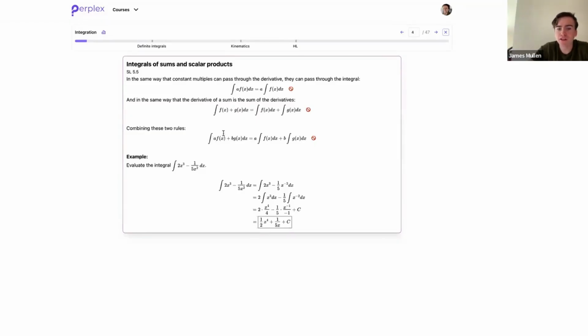And in general, if I combine these two rules, I have what I call a linear combination of f and g, which is some multiple of f plus some multiple of g. I can say that's a multiple of the integral of f plus a multiple of the integral of g. And we use that to integrate all sorts of polynomials.